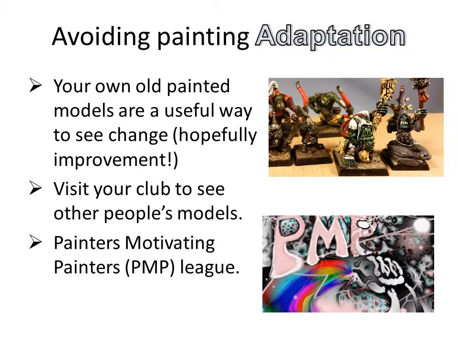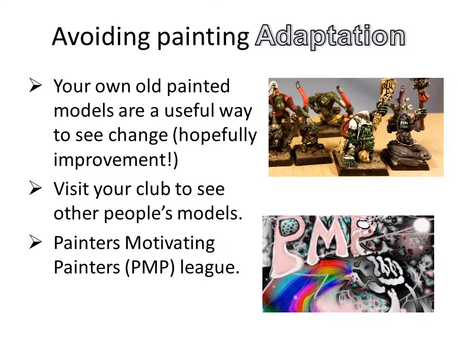So how can we avoid adaptation in painting? This topic came up in the Warhammer topic of the week about what do you do with your old models, and do you sell them or do you ever go back? Well, it occurred to me that actually this is a nice way to avoid adaptation. So you can look at your old models and see the change, so you can really detect the difference between what you're painting now and what you've painted in the past.